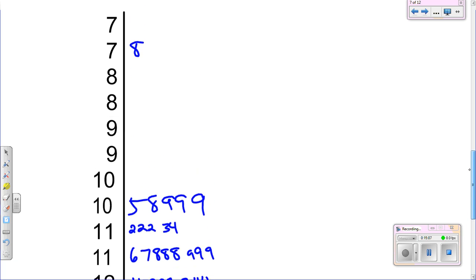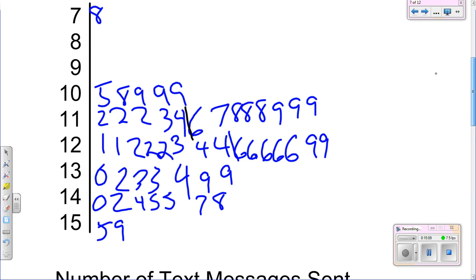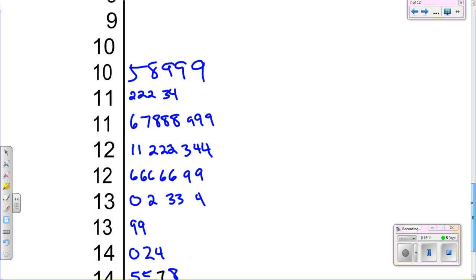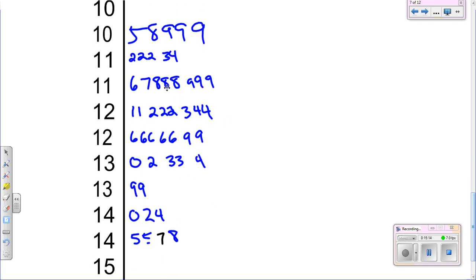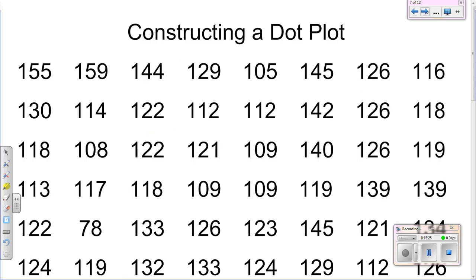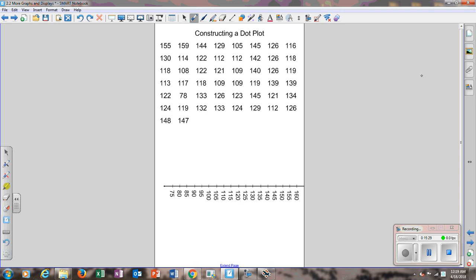Okay, so you see how it makes our data look less crowded and jumbled. We can still see that the majority of the data is falling in the middle here, which is kind of the point of a stem and leaf. It gives you the ability to see what is happening with the data, where the majority of it falls. All right, constructing a dot plot. This is essentially the same thing, except you're just going to put an X if it falls within that number or within that category.